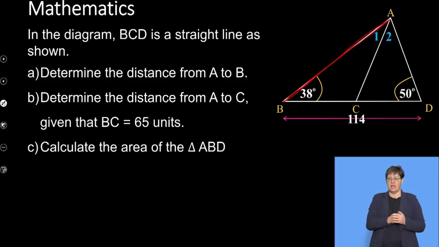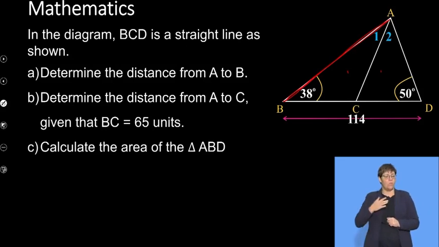We've got this little triangle here, ABC. We've got another triangle here, ACD. And then we've got the big triangle, ABD. Now, because they want us to find AB, AB is contained in this little triangle here. It's also contained in the big triangle. Now, which bit of information will be used to find AB?